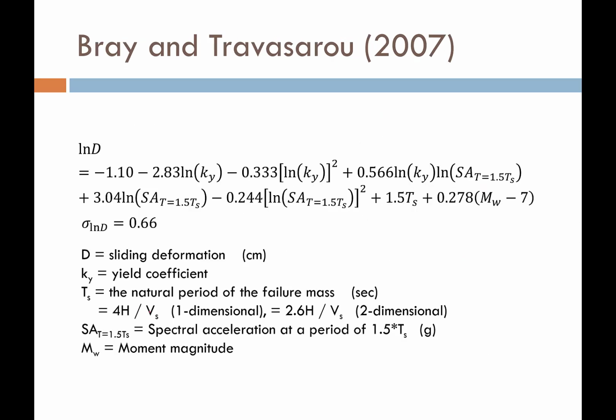we're going to use this equation right here. But if we want to consider a two-dimensional slope, then we're going to have this relationship here to estimate the natural period of the soil mass. Once we have that natural period of that failing mass, we need to go to a response spectrum for the site. So that's going to look something like this.